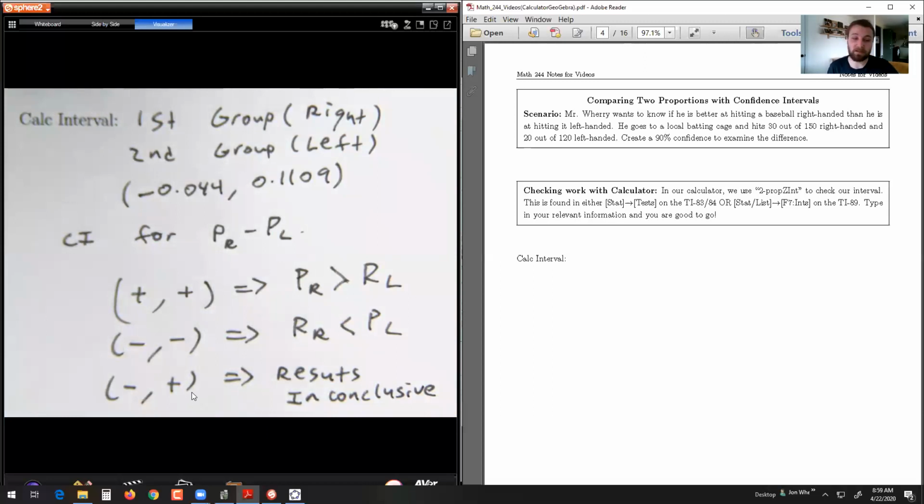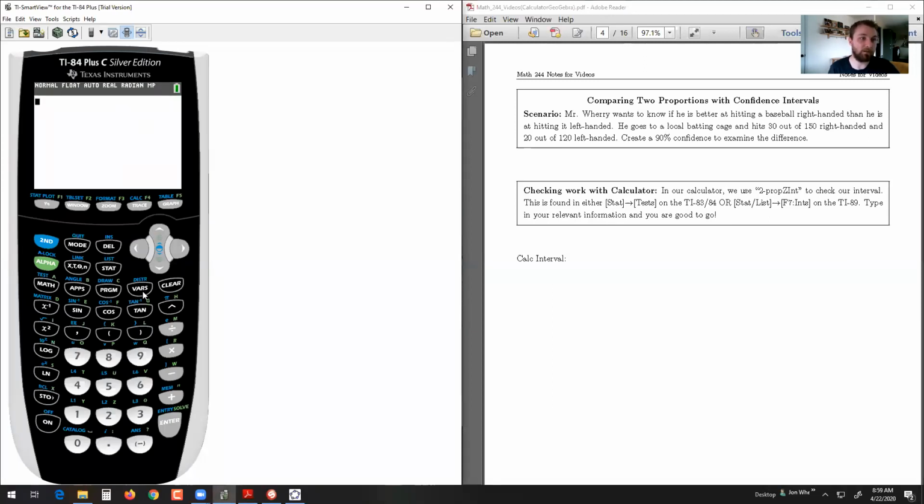I'm going to do the same thing now with the TI-84. I'm going into my TI-84 Smart View here. I'm going Stat. I'm going over to Test. All of my confidence intervals and tests are inside of the Test part. And I'm choosing two proportion Z interval. Proportion is for percentages, sample is for averages. So if this was a claim about two averages, I'd choose the other.